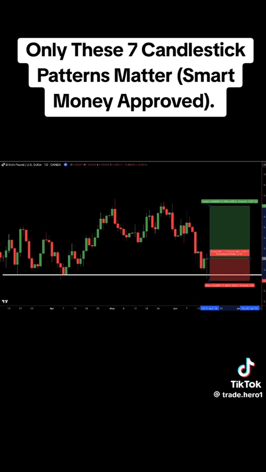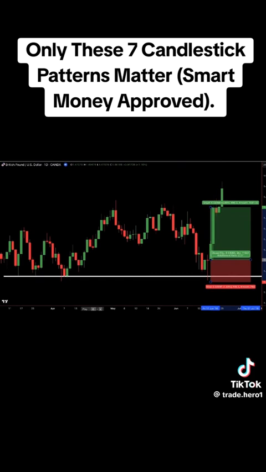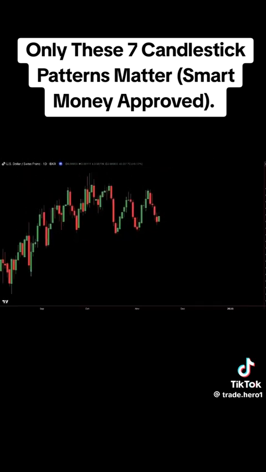Now look at what happened next. As expected, the market reversed sharply and moved straight in our direction. That's the power of spotting the trap before the real move begins. Look at another chart. The market pushed up, hit this level, and reversed, creating a key resistance zone.